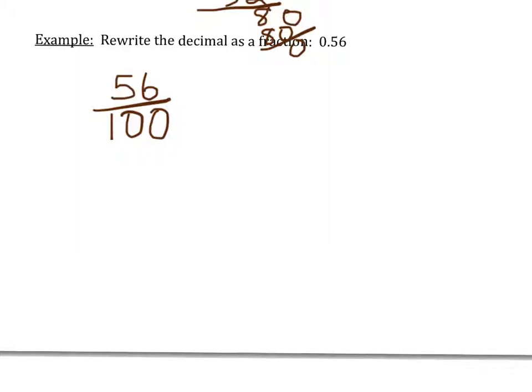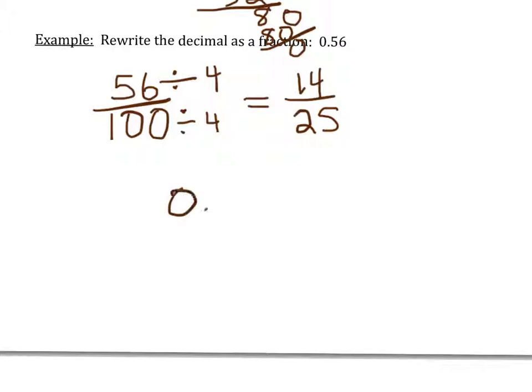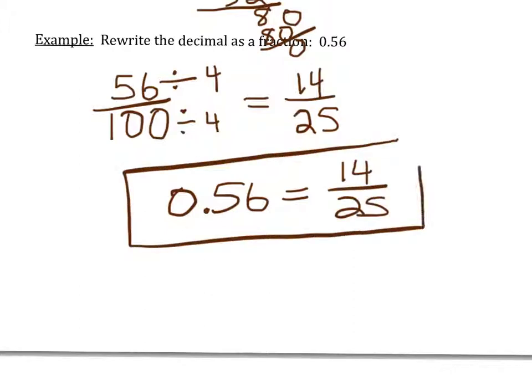Now that I've rewritten this as a fraction, what I'm going to do is simplify, right? 56 and 100 have a common factor of 4, all right? 4 goes into 56 14 times, and 4 goes into 100 25 times. So 14 over 25 is the same thing as 0.56. All right. Again, those are two numbers between the whole numbers 0 and 1, and that's how they look as a fraction and as a decimal. Let's continue.